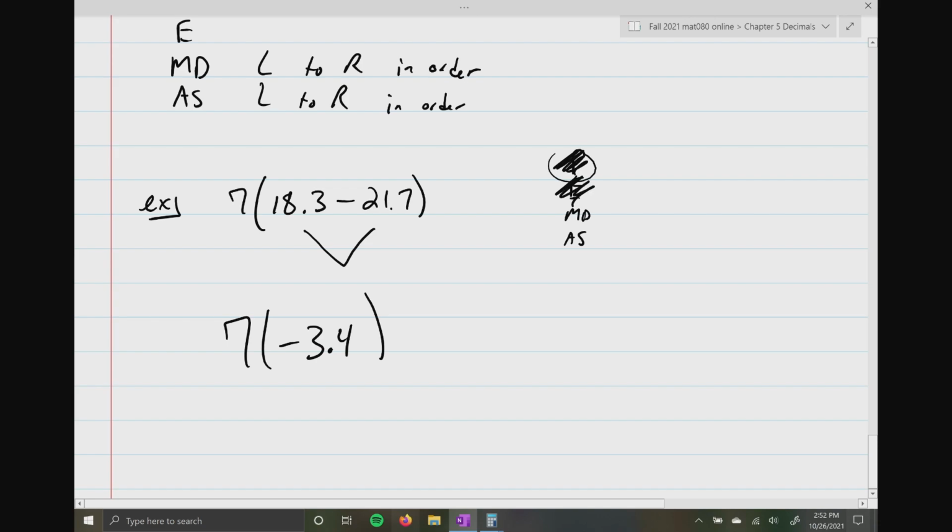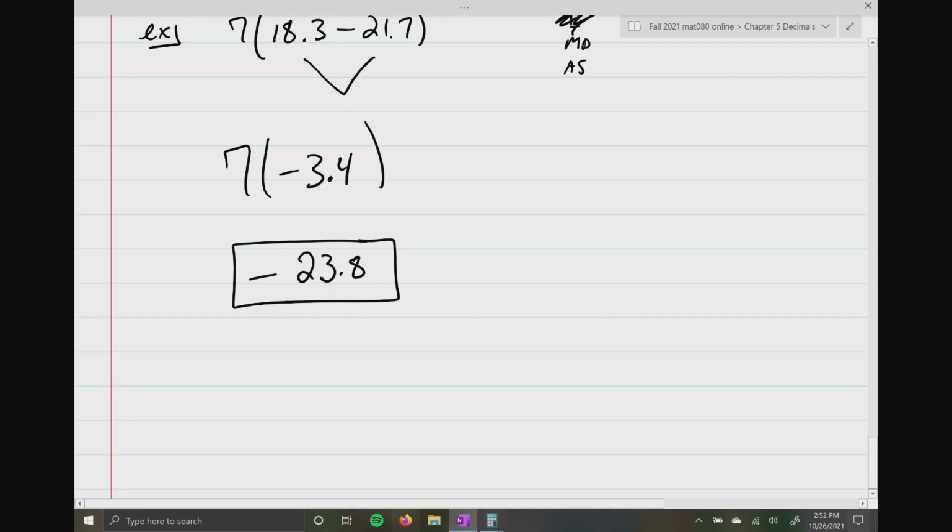So now that the parentheses are done, I don't have to worry about exponents. But now I'm going to have to multiply. So I have a positive number times a negative number. So my answer is going to be negative. And 7 times 3.4 is 23.8. All right. So now let's go ahead. Let's try another one here.